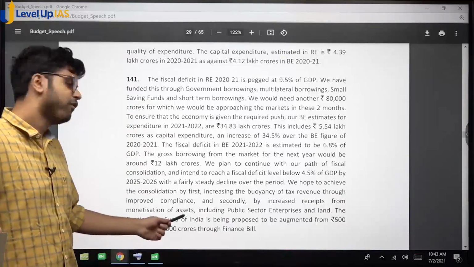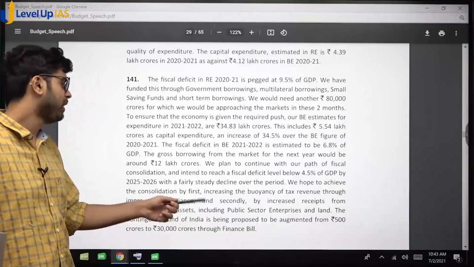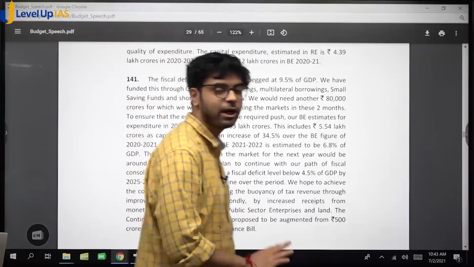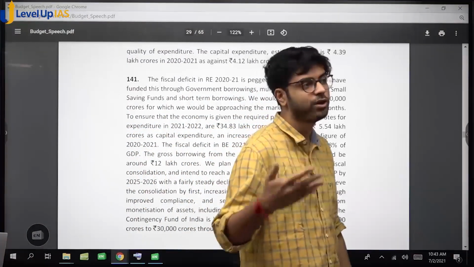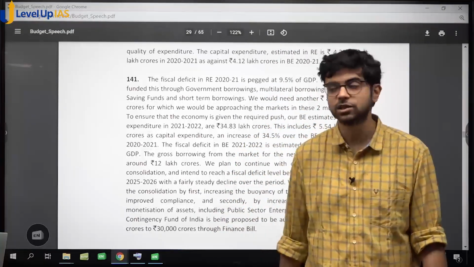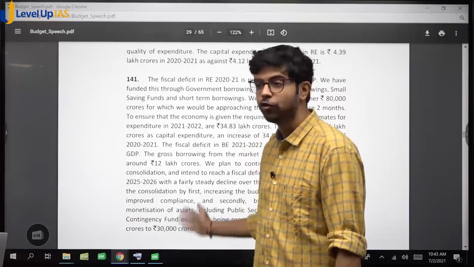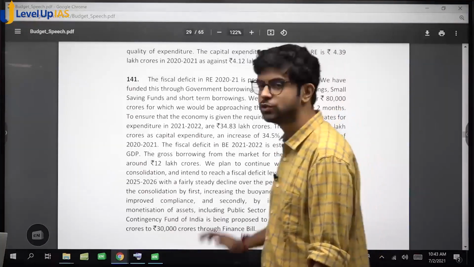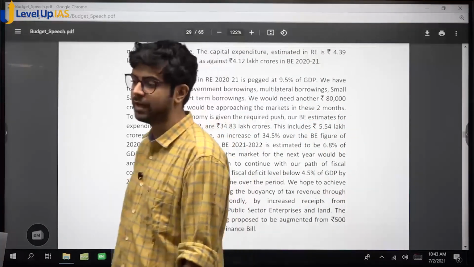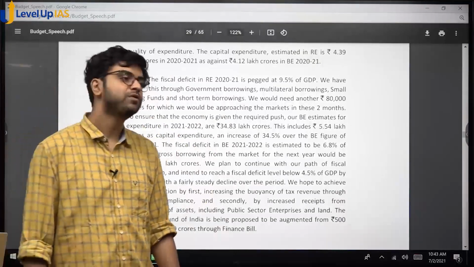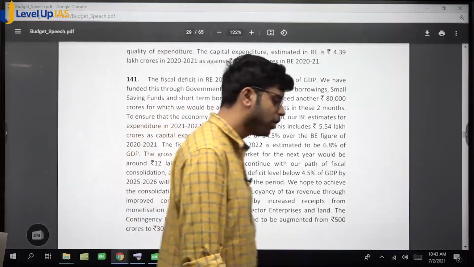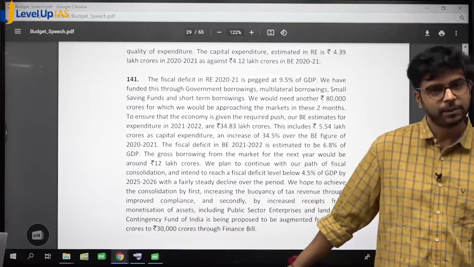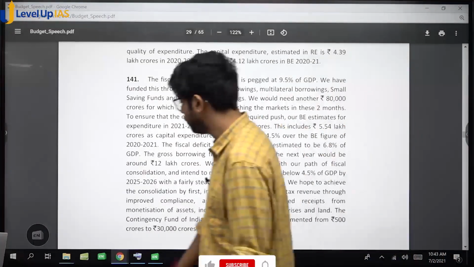The contingency fund of India, I told you this, is proposed to be augmented from 500 crores to 30,000 crores through the finance bill. Did you understand the entire thing? They are talking about fiscal consolidation, tax buoyancy, monetization, borrowings from market, fiscal deficit, capital expenditure. So many terms are here in this paragraph. Yes or no? So it becomes very critical for us to learn all these, revise all these concepts, and only then will we be able to read this. Samjha? Now I will take you through one more thing.